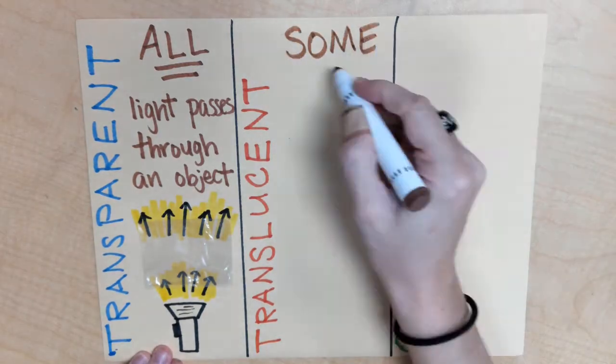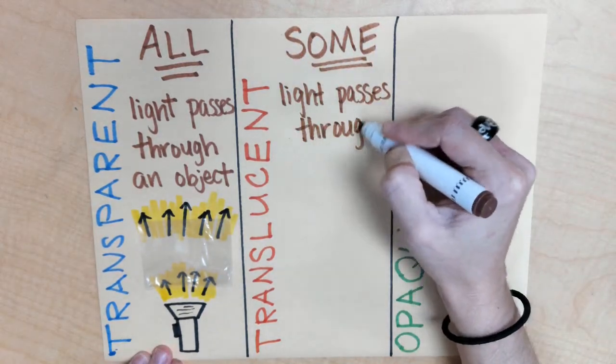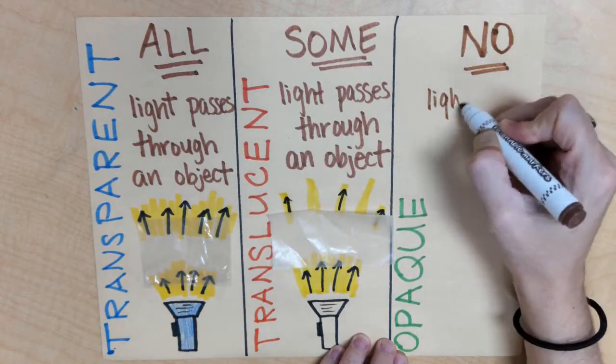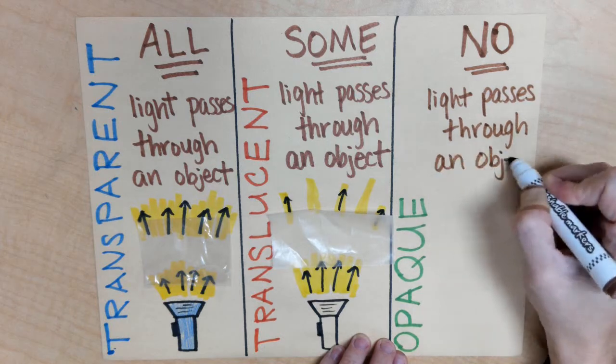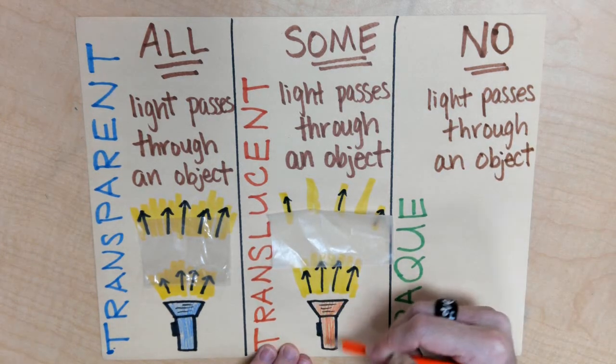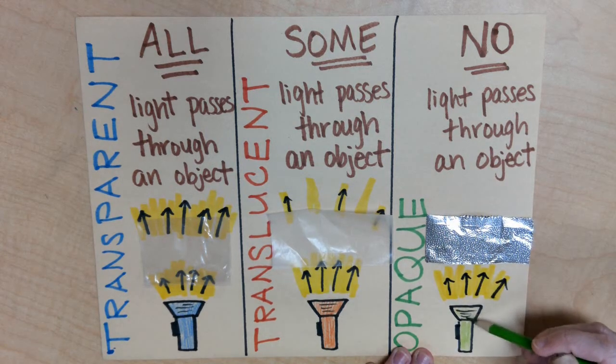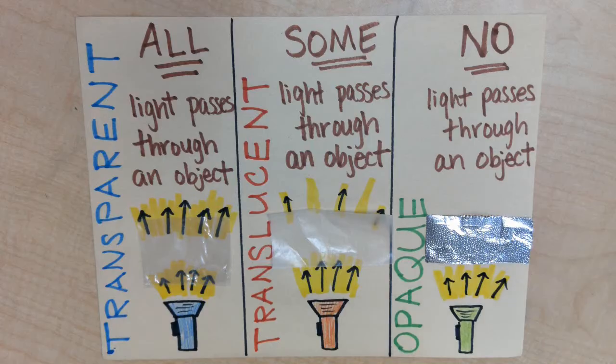But if something is translucent, that means only some of the light is going to pass through that object, like wax paper. You're only going to see a little bit of the light. And if something is opaque, that means no light passes through that object, such as foil. If I shine a flashlight at the back side of the foil, I'm not going to be able to see any light that's trying to pass through that piece of foil.